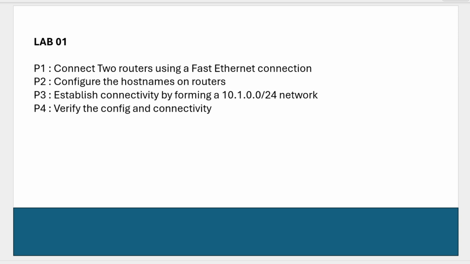This is the very first video of this series, and in this lab, we are going to focus on fundamentals and very basic things. So there are 4 parts. In the first part, we will connect 2 routers using a fast Ethernet connection, and then we will configure their host names and establish connectivity between both the routers by forming a network 10.1.0.0/24. And in the last part, we will be verifying the configuration and connectivity between both the routers.